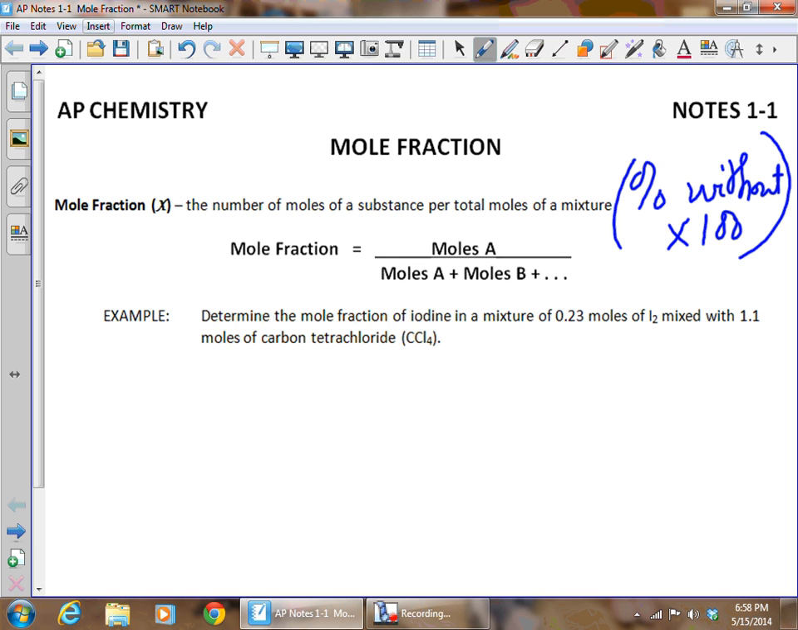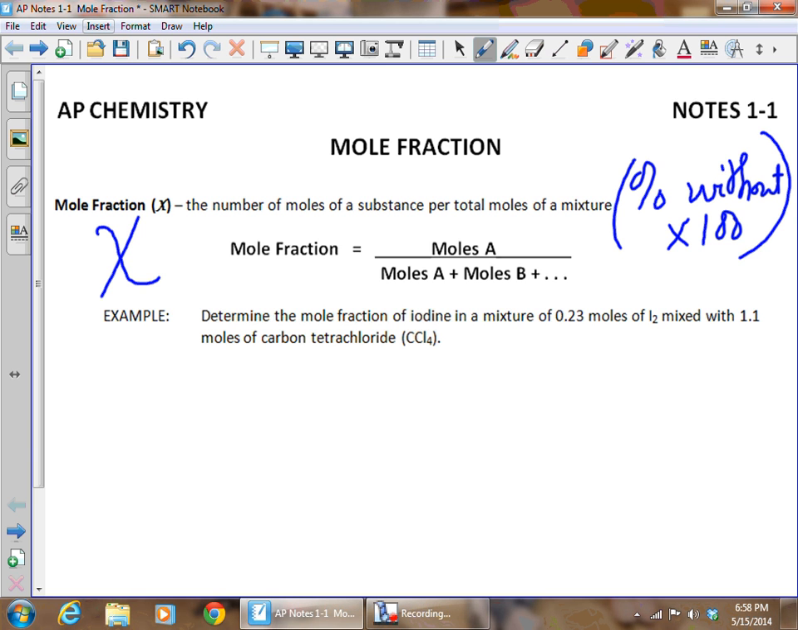So if we look for the mole fraction of something, and mole fraction, handwritten, looks kind of like a curly X, mole fraction is the moles of whatever substance that we're targeting, and we're dividing that by total moles. Be real careful because it's really easy to put moles of one substance divided by moles of the other substance. But we're not doing partial over other partial, we're doing partial over total.